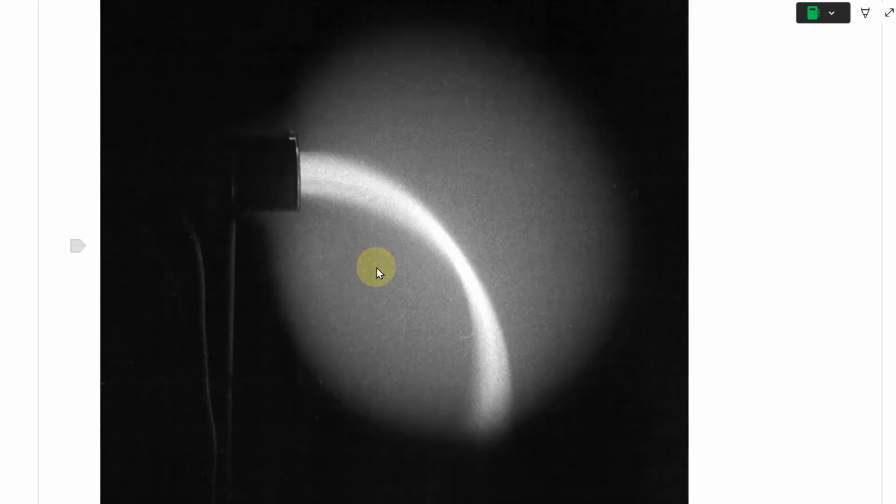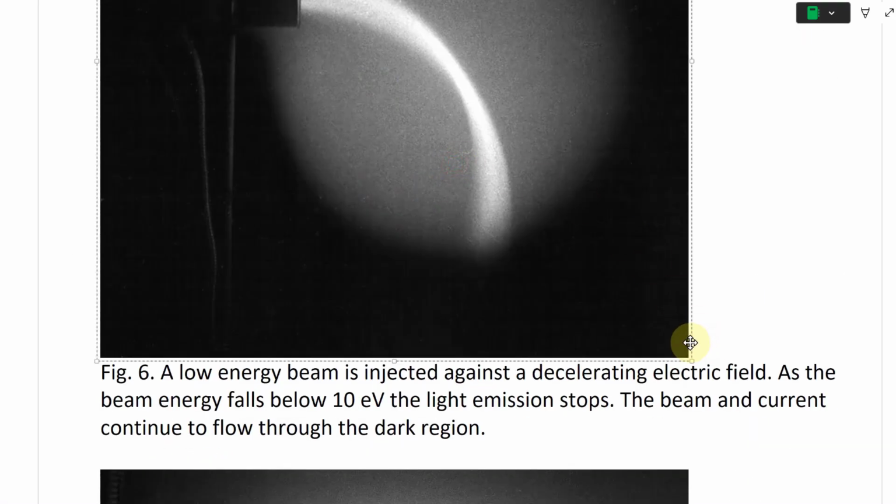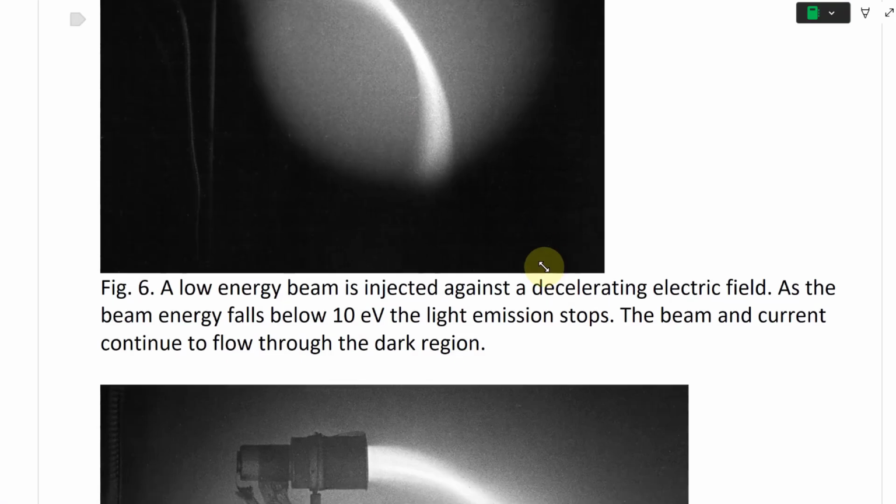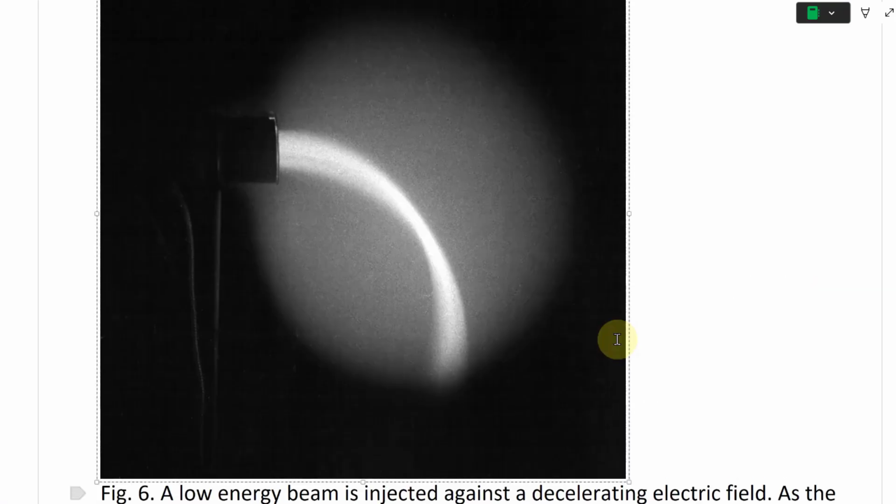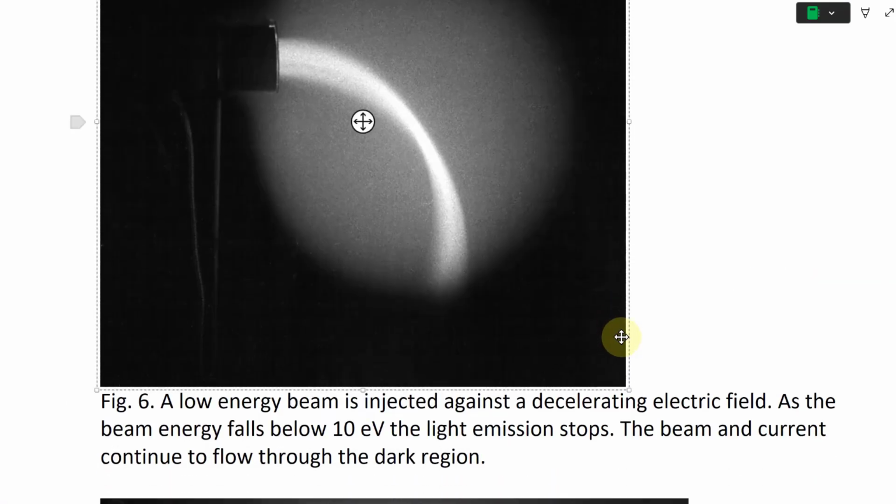All right, going further, a low energy beam is injected against a decelerating electric field. Interesting, and I think it's perpendicular as well. As the beam energy falls below 10 electron volts, the light emission stops. So it doesn't have any more emission past this. It doesn't excite the argon atoms anymore. The beam and current continue to flow through the dark region. So the beam and current still go through, but it doesn't have enough energy to excite it. So that's pretty cool.